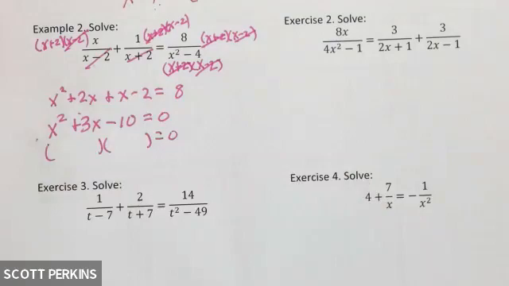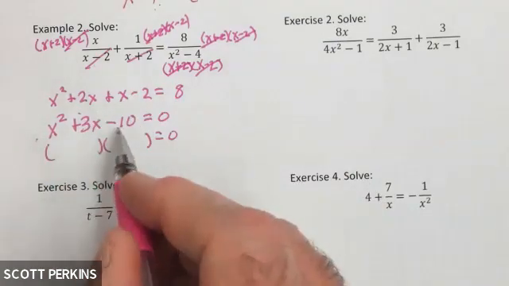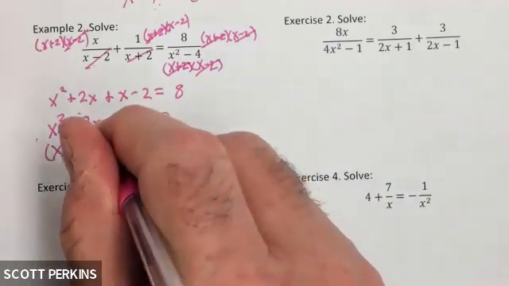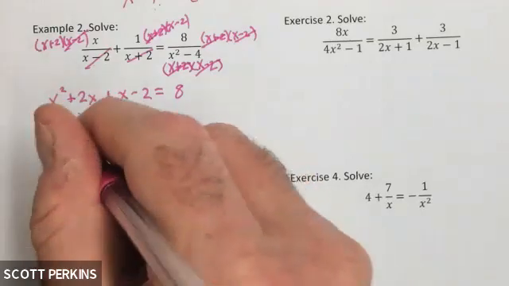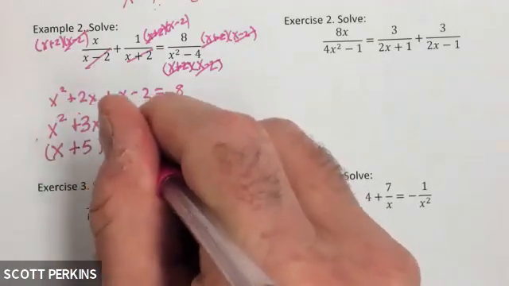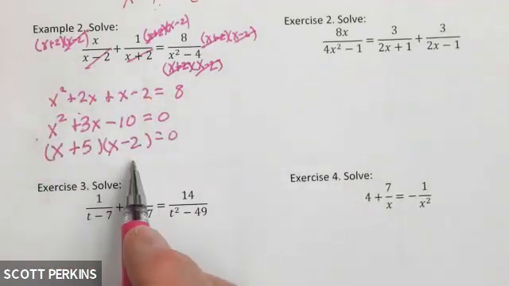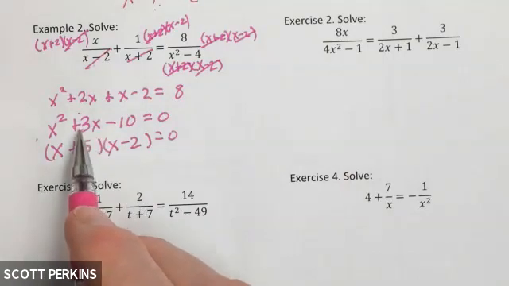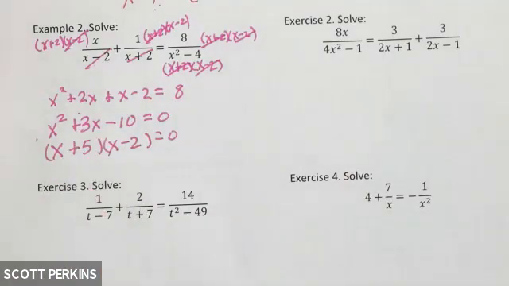But as I'm writing down my parentheses, what are the 2 factors of -10 that are going to add up to +3? I'm going to go +5 and -2 because they have to add up to +3. Some said +5, some said -5. I'm just letting you know why I picked what I picked.